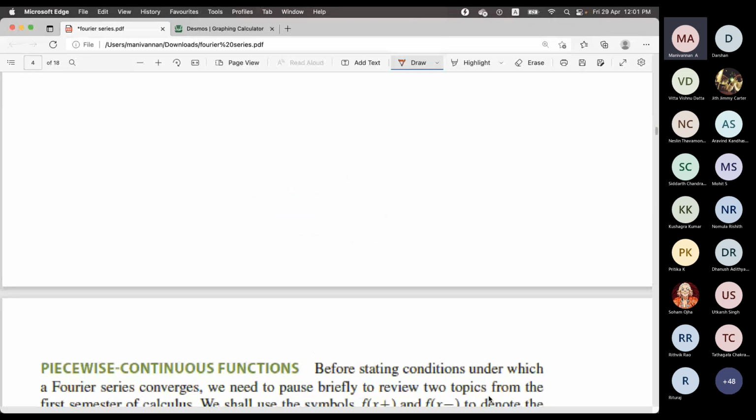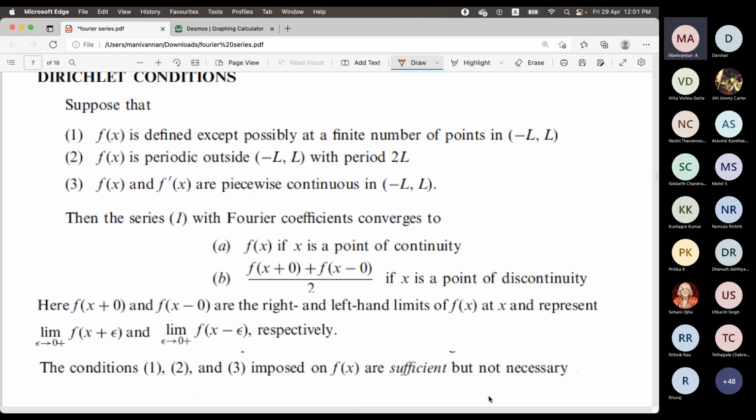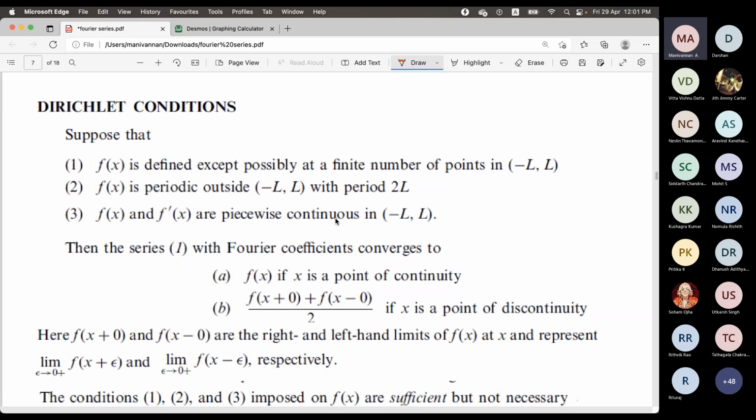Now, to extend a function as a Fourier series, this condition is important. Suppose I am going to assume a function f of x defined, except possibly at a finite number of points, in the interval minus L to L. Sometimes this may be given with small l also, as notation.